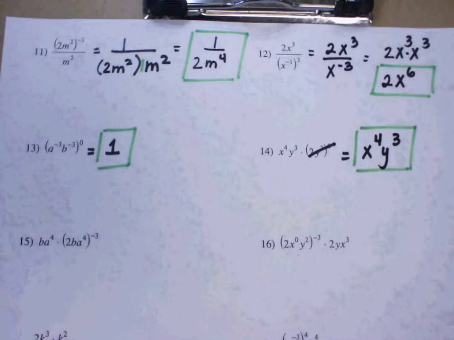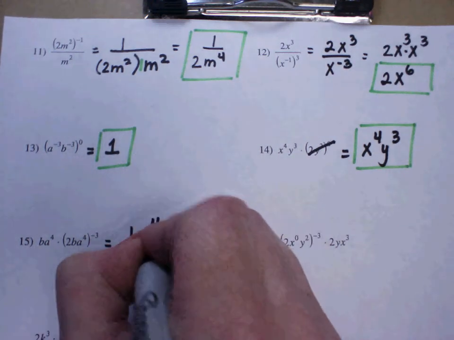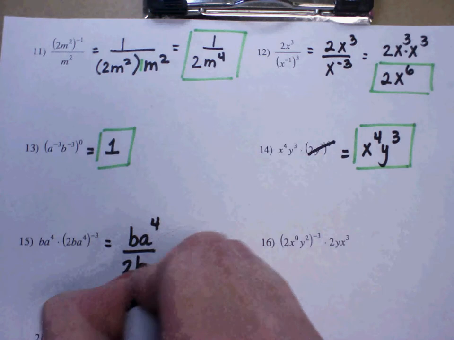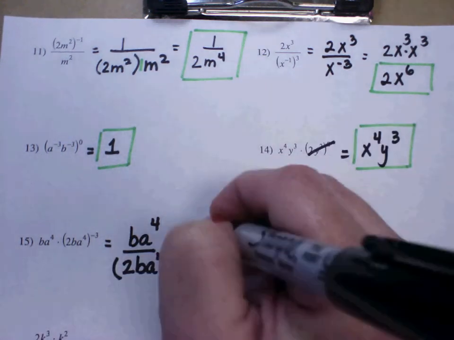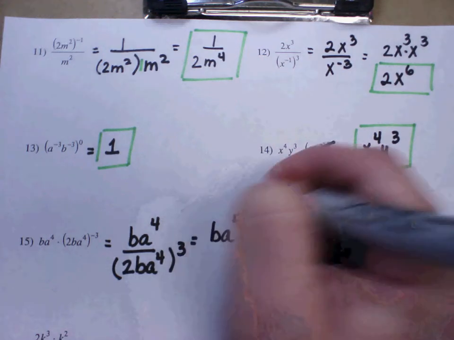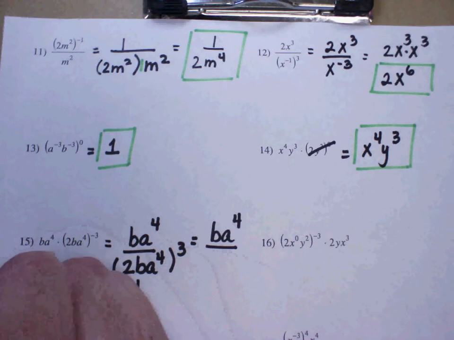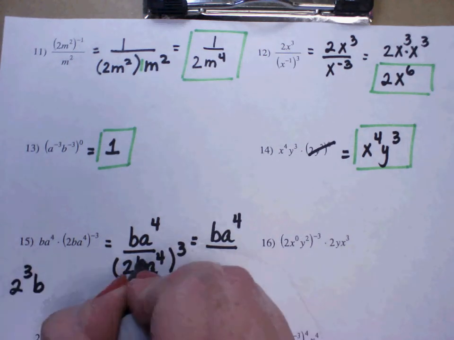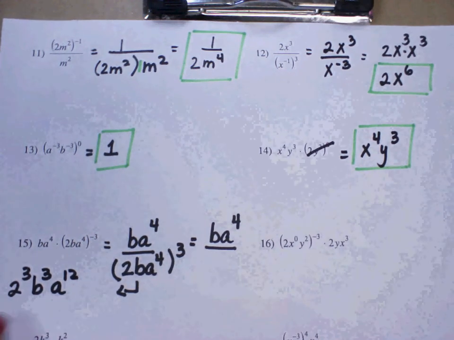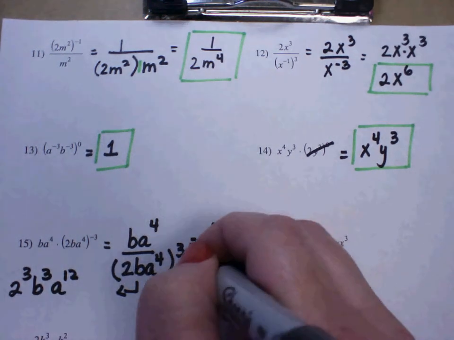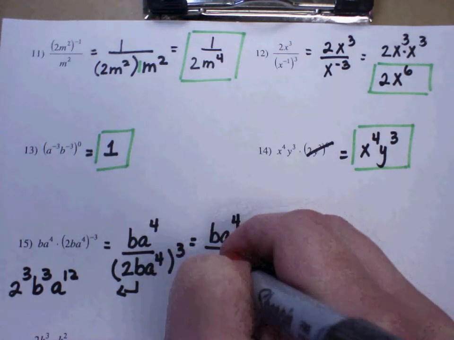I'm going to get rid of that negative. So b a to the 4th divided by 2b a to the 4th, and that's to the 3rd. All right. Now I'm going to go ahead and distribute that 3. This would be 2 to the 3rd power. 3 times 1 is b to the 3rd power, and 3 times 4 would be 12. 2 to the 3rd power is 8, not 6. And then I got b to the 3rd power and a to the 12th power.